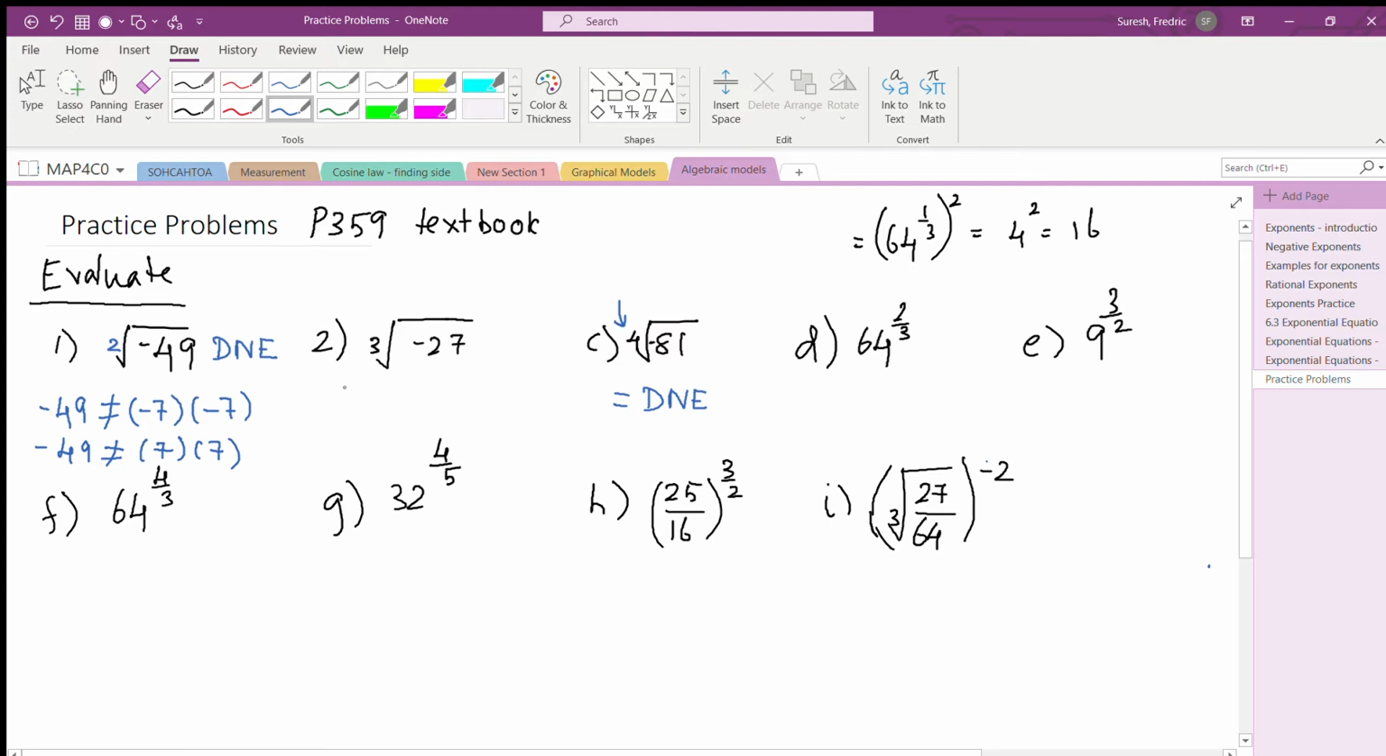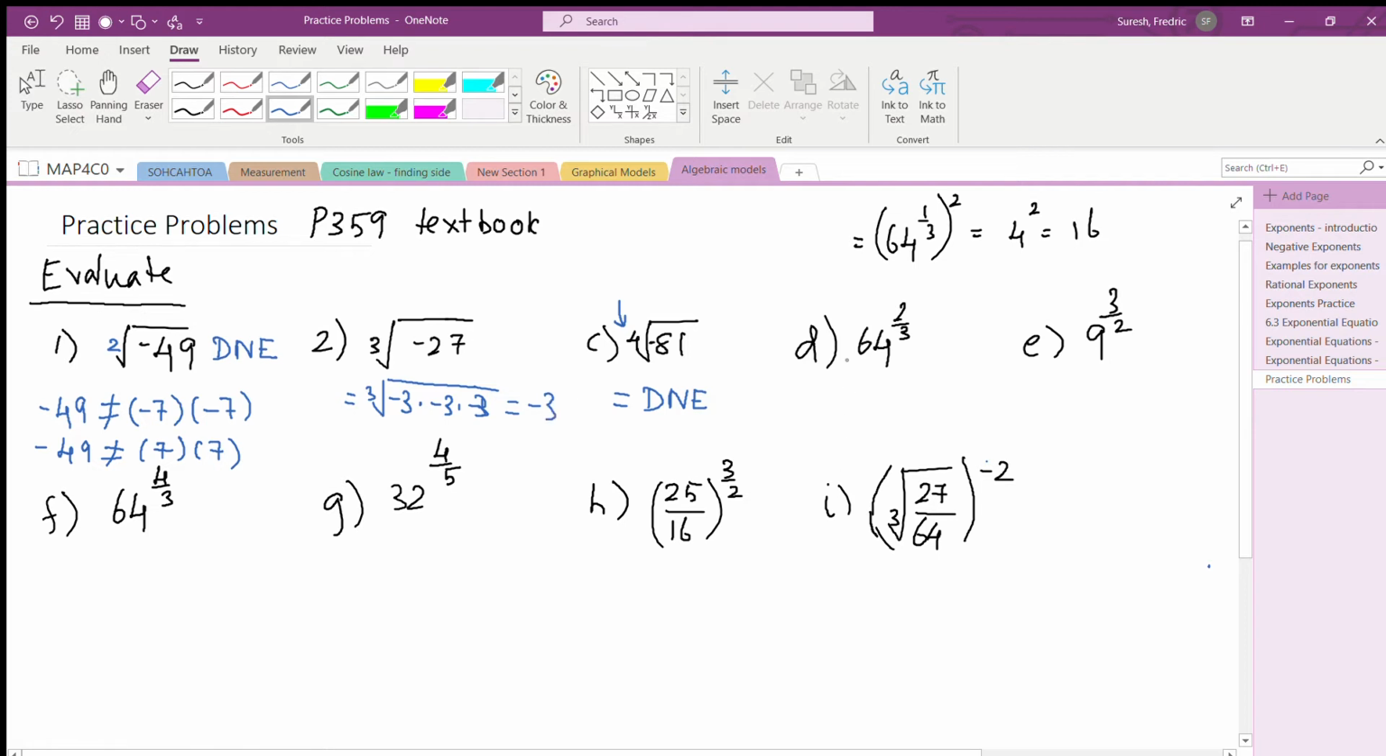What about the second problem here? You can write 27 as negative 3 times negative 3 times negative 3, and since there are 3 of them, the final answer would be a negative 3.